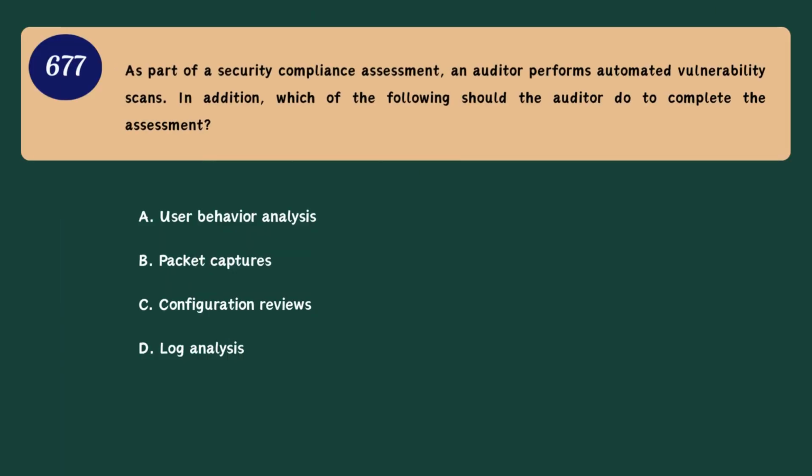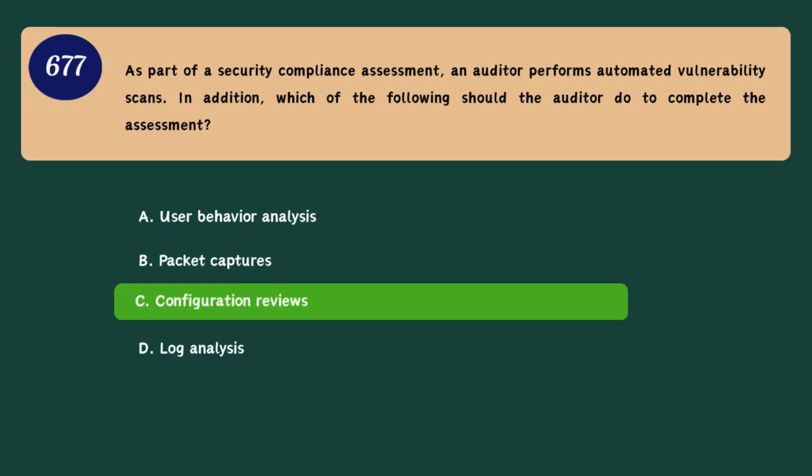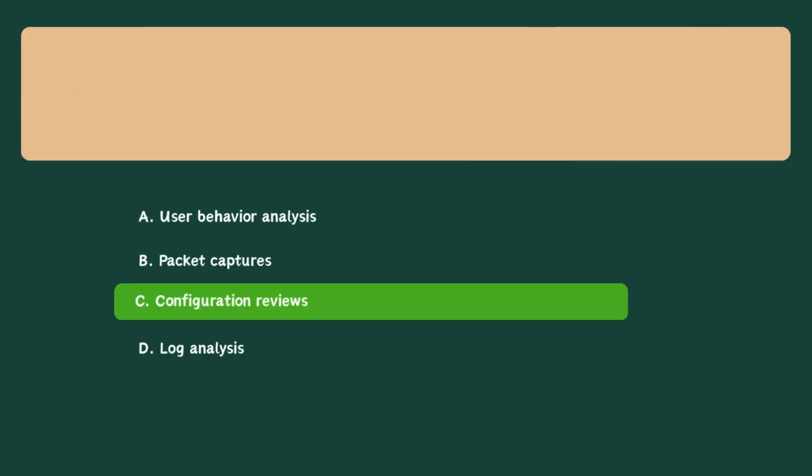Question 677. As part of a security compliance assessment, an auditor performs automated vulnerability scans. In addition, which of the following should the auditor do to complete the assessment? A. User behavior analysis. B. Packet captures. C. Configuration reviews. D. Log analysis. Correct answer. C. Configuration reviews.